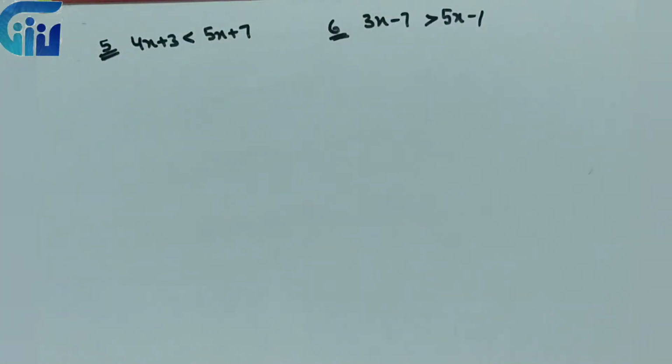Now from question number 5 onwards till question number 16, the question says that we have to solve for x. When it says we have to solve for x, it means we have to write our answer in the form of intervals, that is in terms of real numbers. So we will solve it quickly.